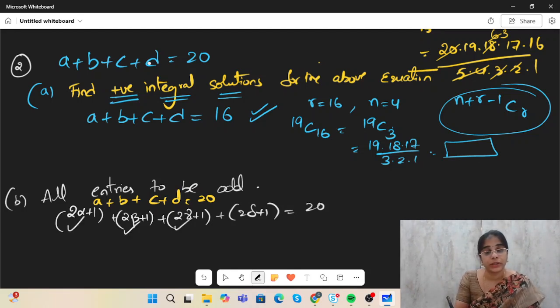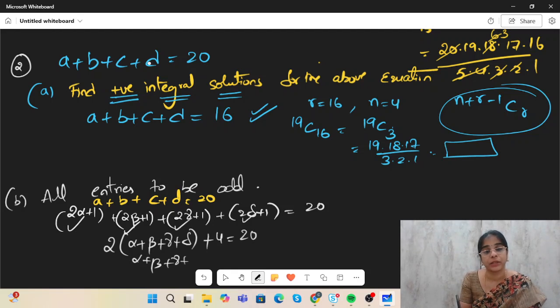2 alpha, 2 beta, 2 gamma, 2 delta. Just take a 2 common. You are getting 2 times alpha plus beta plus gamma plus delta, plus 1 plus 1 plus 1 plus 1, that is 4, equal to 20. Now, what is your alpha plus beta plus gamma plus delta? That is 20 minus 4, that is 16. 16 upon 2, which is 8. Right here, now your RHS is 8. That means your R is 8, N is 4.